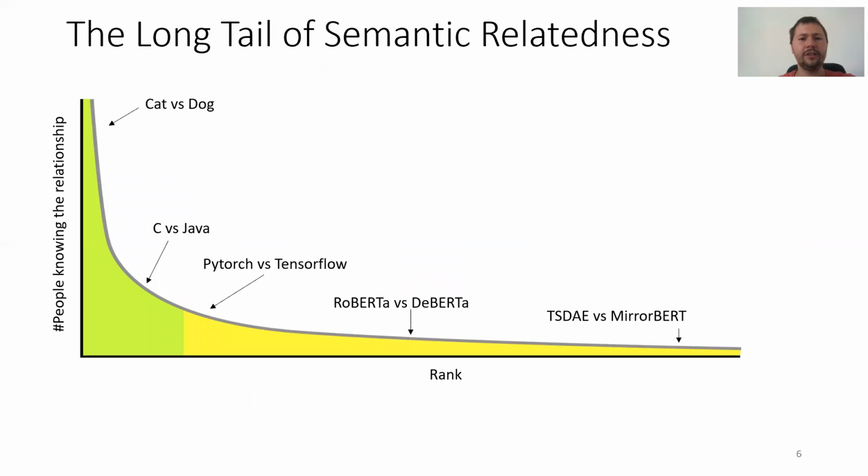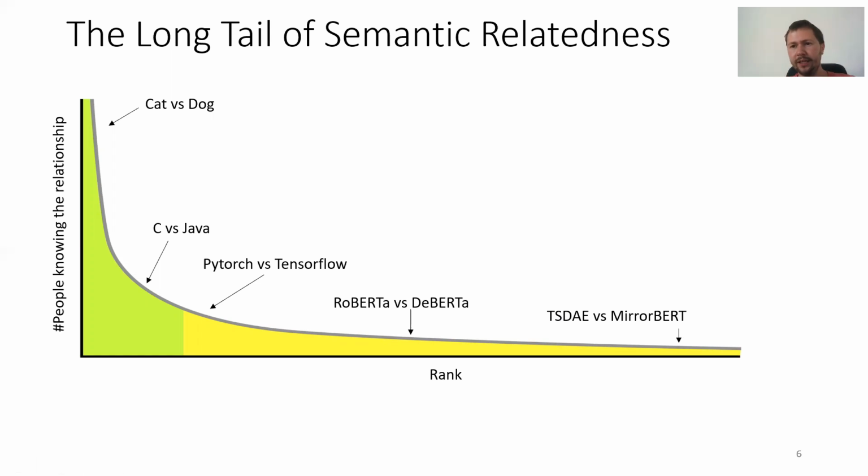So what you have is a long tail in semantic relatedness. If you compare how many people know the relationship between two things, two objects, and you rank them, then on the short head you have general concepts, for example, cat versus dog. Then when you go down the tail, you have at some point C versus Java. So fewer people know what C and Java are and the relationship between these two. And then even fewer people know PyTorch versus TensorFlow, and fewer people know RoBERTa versus DistilBERT, and even fewer people know TSDAE versus MirrorBERT. And in general, you have an extremely long tail.